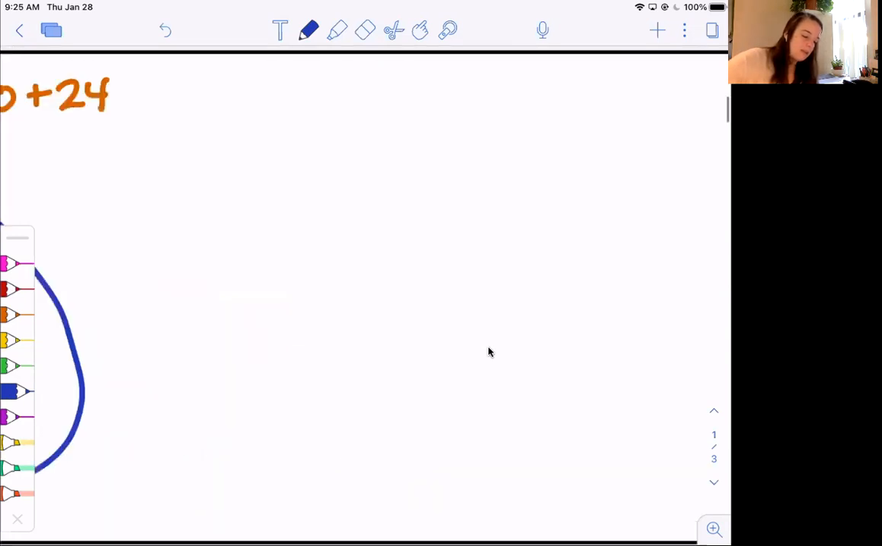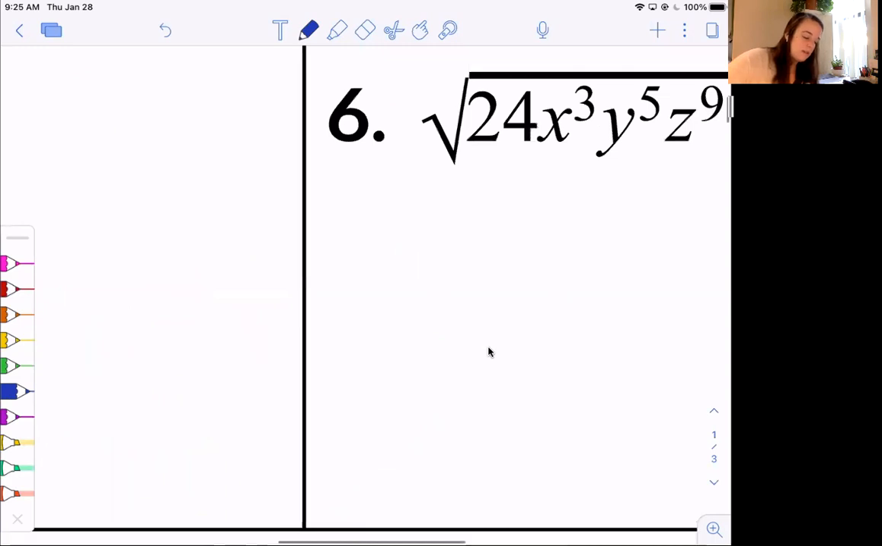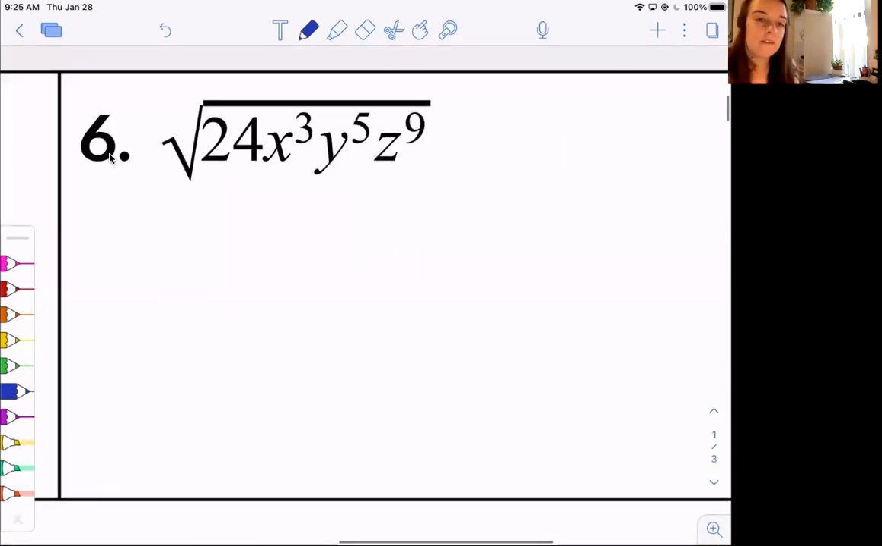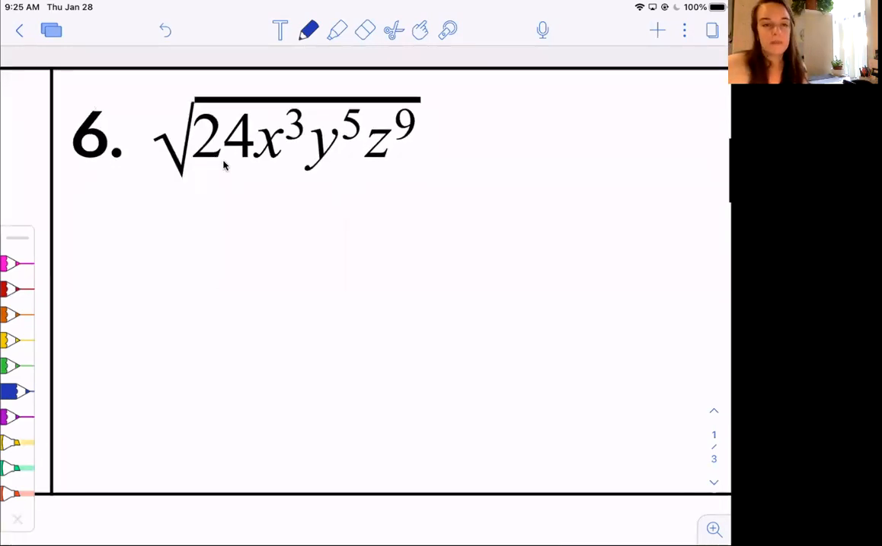Let's take a look at one with variables in it. We have the square root of 24 x to the third y to the fifth z to the ninth. So again, as Ashley told me earlier, it is a square root. It's not an exponent, right? The index is telling me groups of how many.